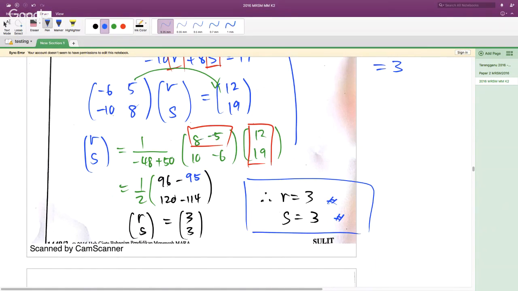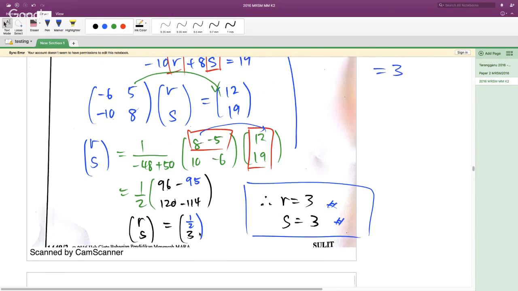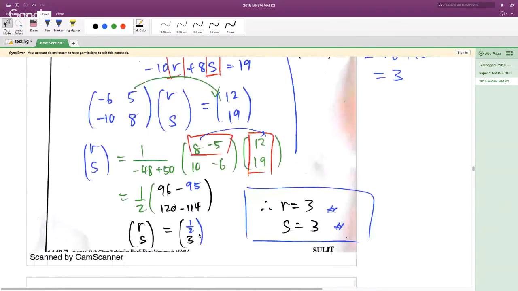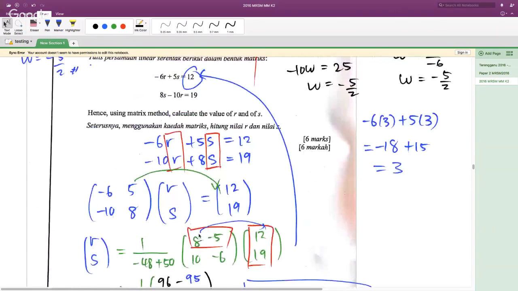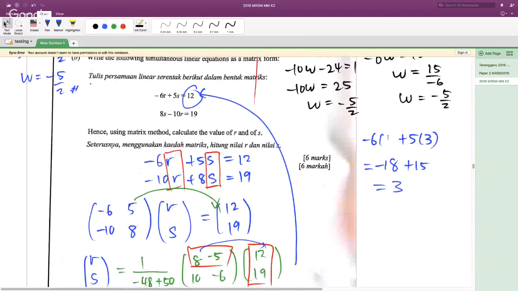Isn't it? 8 multiplied with 12, -5. -5 multiplied with 19, you get, yeah, negative. So this one should be 1/2. Okay, so I say when you substitute back into this equation is so important. Now R is half, S is 3. R is half, 1/2. Okay, so S will be 3. So this S will be 3, yeah.